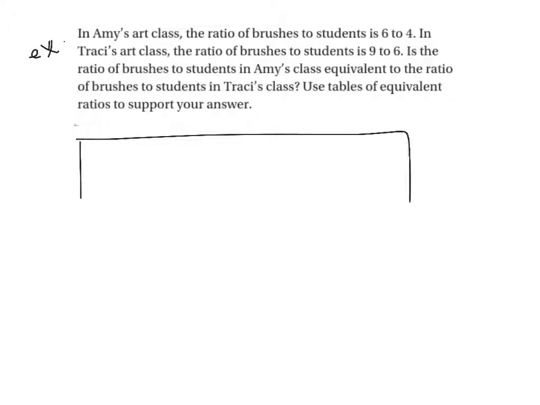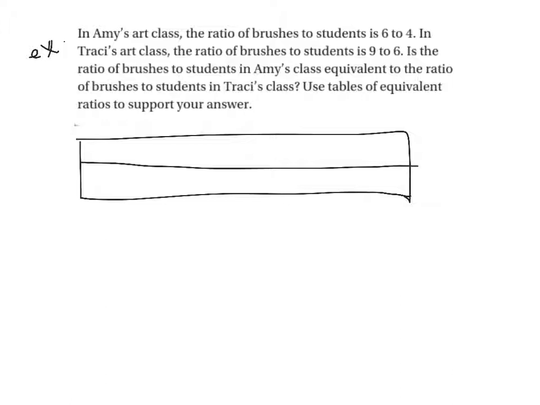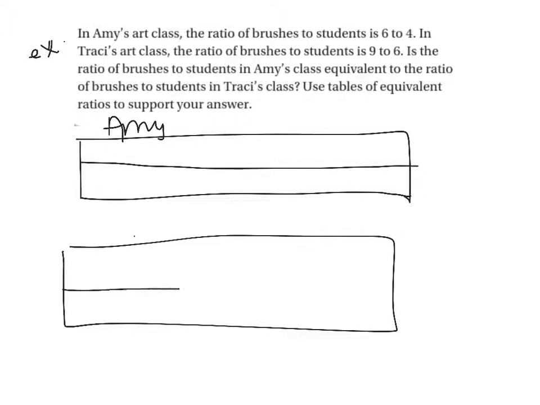So I'm going to first make a table for Amy's class, and then a table for Tracy. Okay, whoops, that was so not what I wanted to do. Hold on. Here's Amy's table. I'm never going to get this done before my iPad dies. And here's Tracy's table. I need 2 different tables.